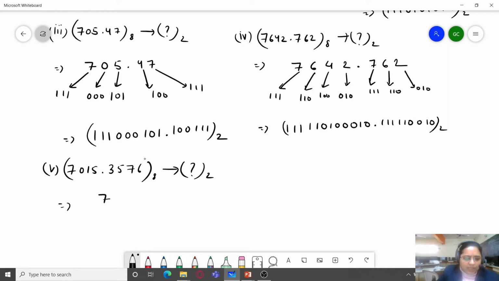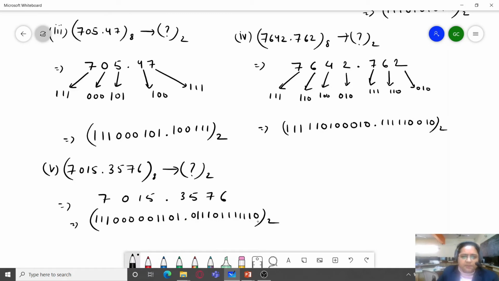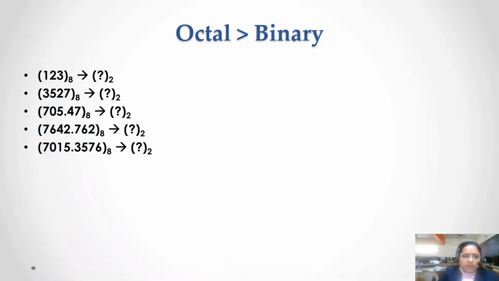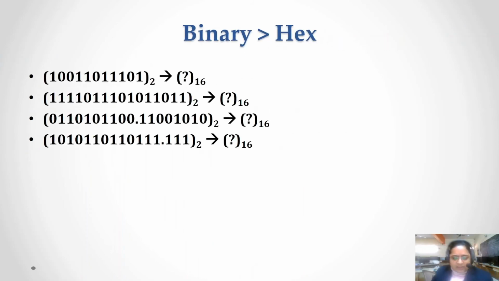Here also we have a decimal point. So we can simply write the numbers now. So this is how we will be writing the answer. So this was octal to binary conversion. Next is binary to hexadecimal conversion.